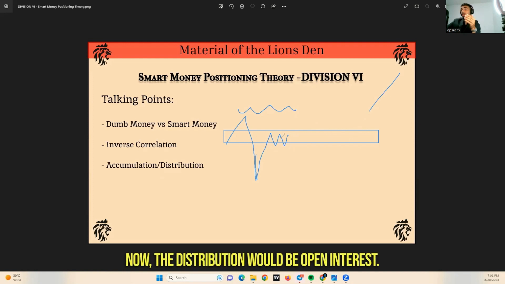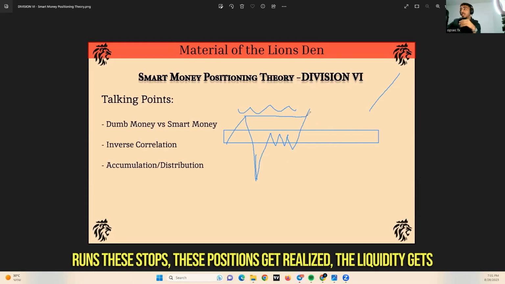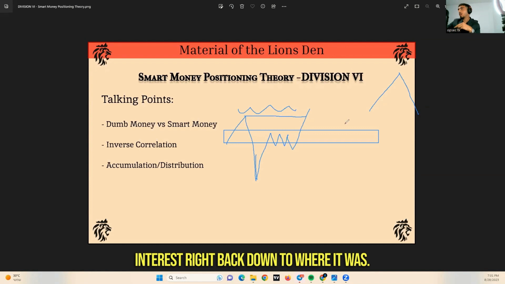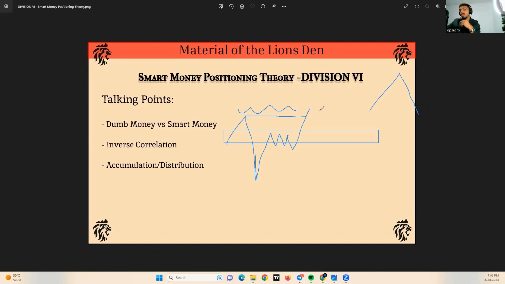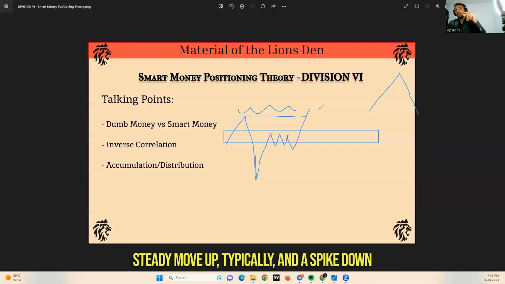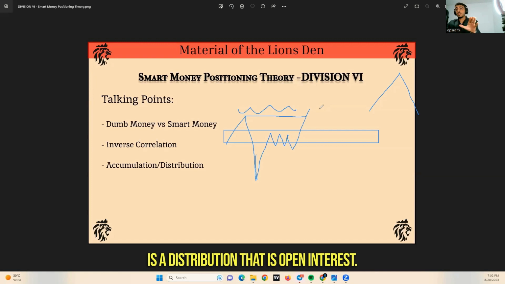Now, the distribution, open interest decreasing, would be when price runs these stops. When price runs these stops, these positions get realized. The liquidity gets taken out of the markets, which will send the open interest right back down to where it was. That is accumulations and distributions. It's fluctuations in open interest. A spike up or a steady move up is typically an accumulation, and a spike down is a distribution. That is open interest. I will repeat it one more time.